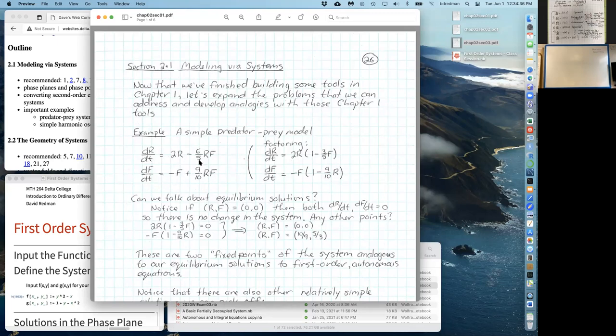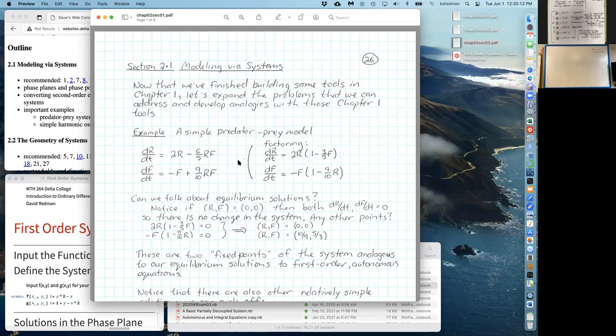But what's really interesting to note in this equation is if you can factor out both terms, the dR/dt and dF/dt, you have a common factor of R, you have a common factor of F. If I just take out a 2R and a minus F, just to remind myself of the exponential growth and exponential decay, look at what's left right there. 1 minus 3/5 F, 1 minus 9/10 R. So this is what we call a first order system because it only uses one derivative in each case. But how do the rabbits and foxes interact?